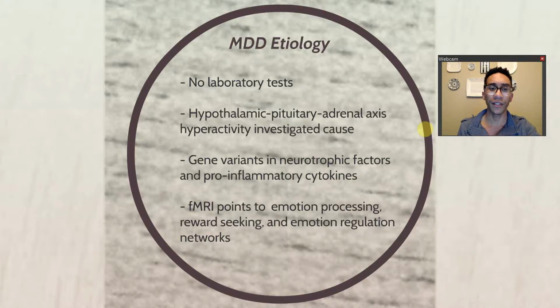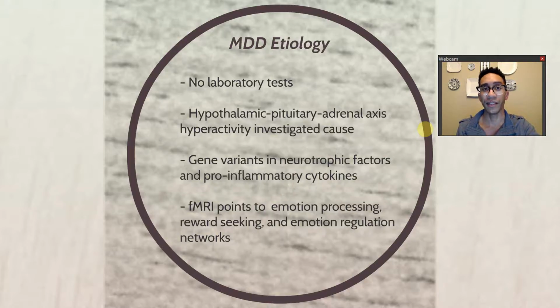Another part of etiology is it's supposed, at least the DSM says, that the hypothalamic pituitary adrenal axis hyperactivity is an investigated cause. So they're looking at the neural networks that are involved in causing major depressive disorder. Gene variants in neurotrophic factors and pro-inflammatory cytokines. That's another way that scientists are looking to see what kind of biological correlates there are with major depressive disorder, and that's sort of just where the research is going right now.